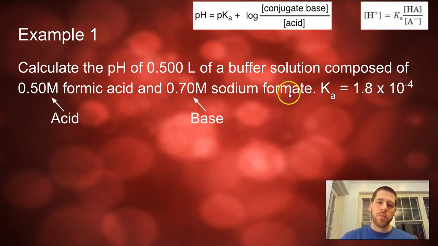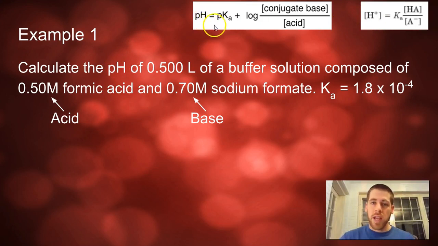It actually doesn't matter what the formula of this is. I like to just kind of think of it in terms of HA and A- and H+. Now there's two different ways we could go about this. We could use either of our equations. We have a Ka, which is good for this equation. We don't have to take the negative log of it. But we're going to have to find the pH, which is the negative log of the H+.